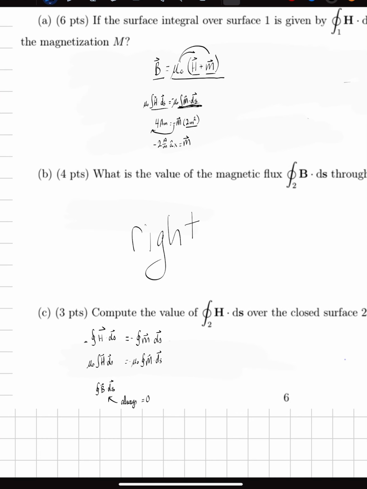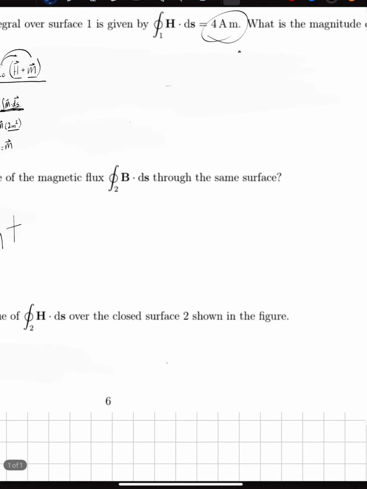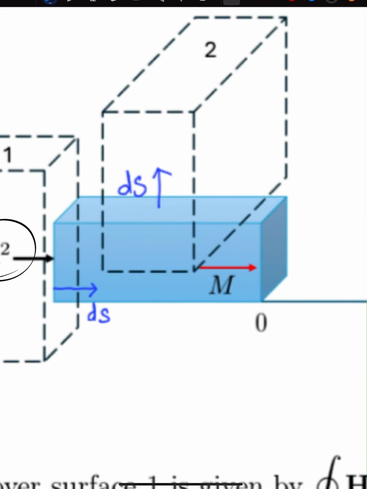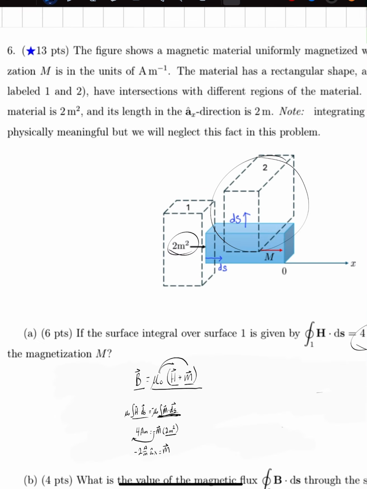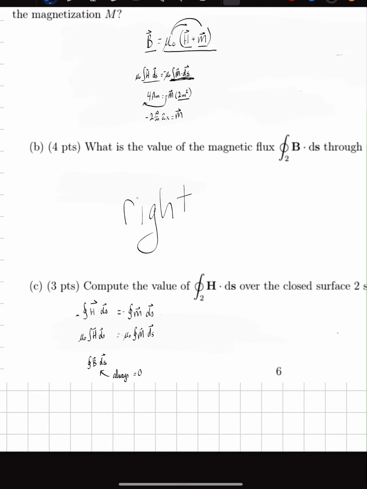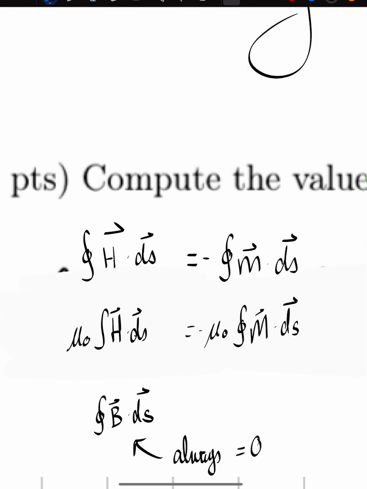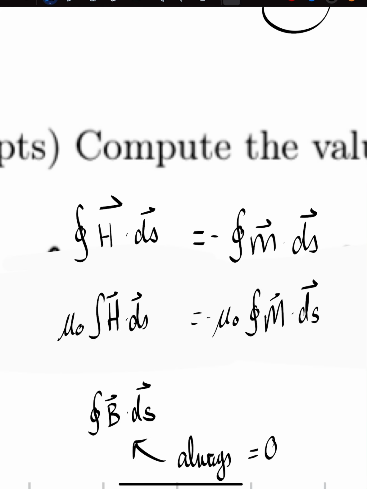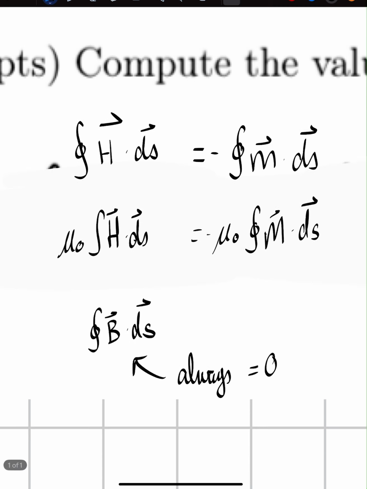Next, we have to compute the value of the second H dot dS over the closed surface 2, which is this one right here. And for this one, we can do the same thing where H dot dS is equal to negative M dot dS. And when you multiply by mu naught, you see that this H dot dS becomes B dot dS. And we know that for any closed surface, B dot dS will always be 0.